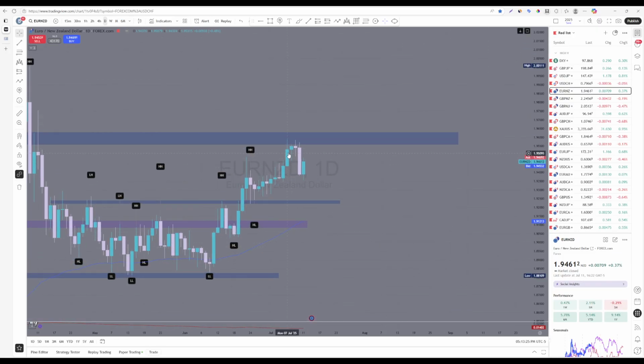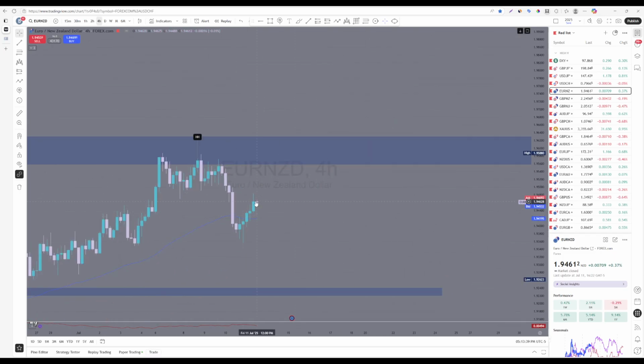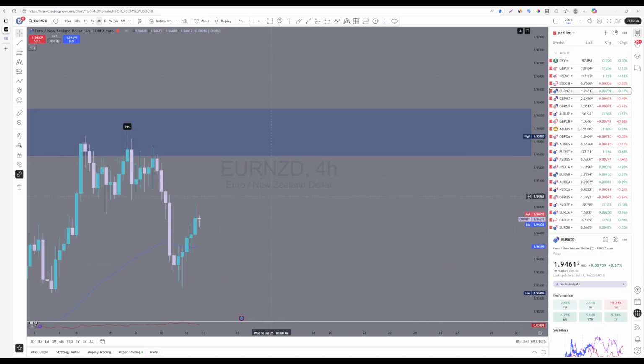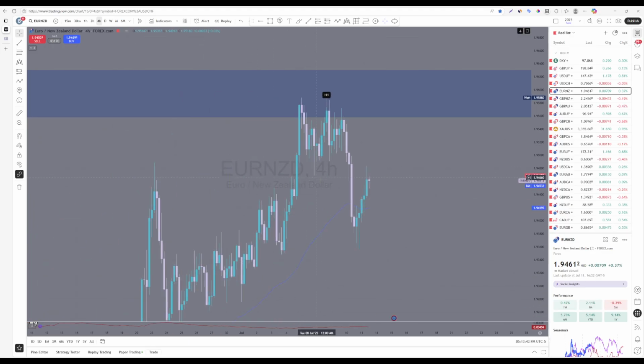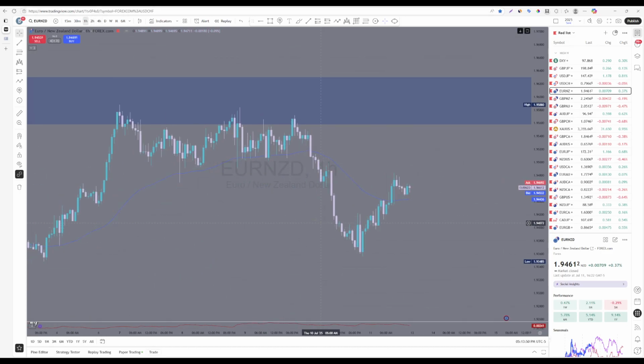I like this evening star formation here. We've made a higher high. Looks like we are rejecting. So catching this pullback within here, there's an EMA within here as well. Left head, right shoulder, break, retest the neckline. Very, very possible.